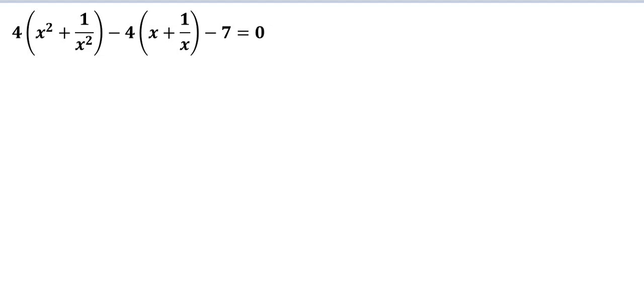Hello everyone, in this video we are going to solve the following equation and find all solutions of x. Let's start. For solving this problem, I'm going to use the following identity. For a number a, a squared plus 1 over a squared can be expressed as a plus 1 over a to the power of 2 minus 2.